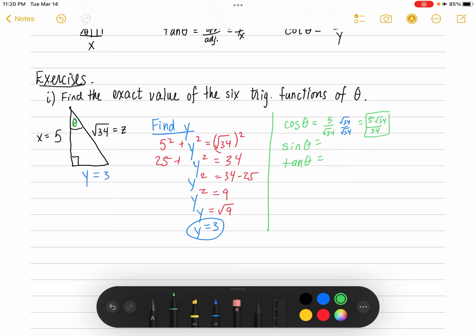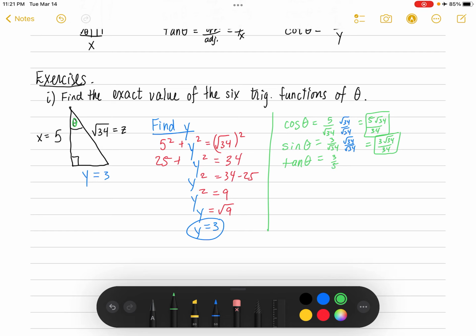For the sine, the angle is theta, we're going to do the opposite over the hypotenuse. In other words, 3 over root 34. And here we're going to have to multiply by root 34 over root 34 to rationalize the denominator, get the radical out of the denominator. It's going to be 3 root 34 over 34. And for the tangent, your angle's theta, you're going to do the opposite over the adjacent. So that's going to be 3 over 5.